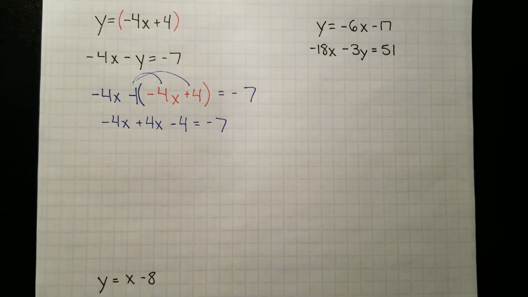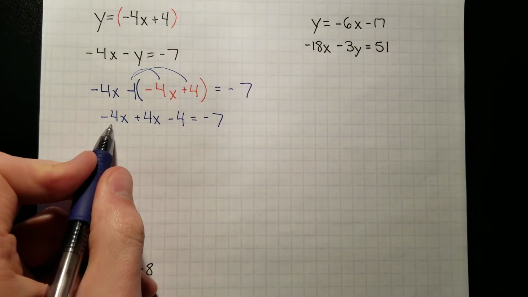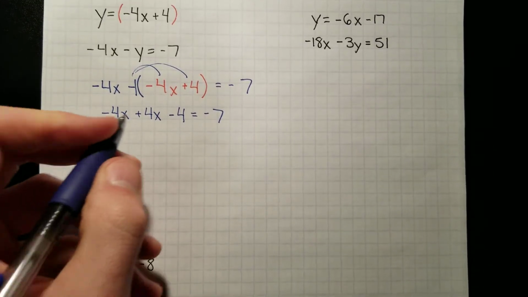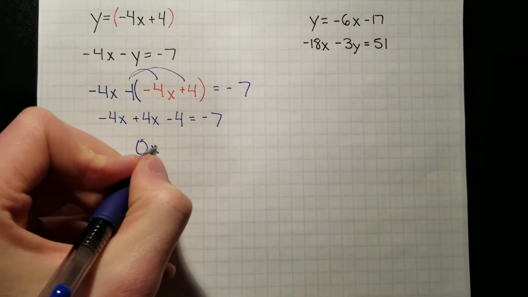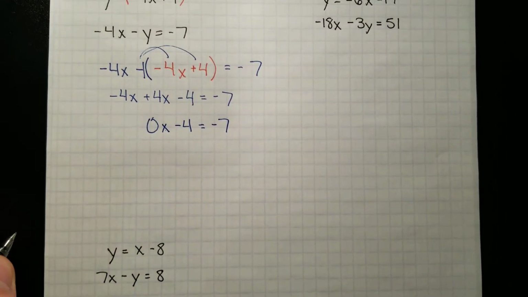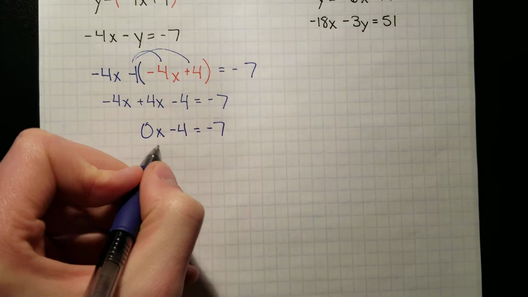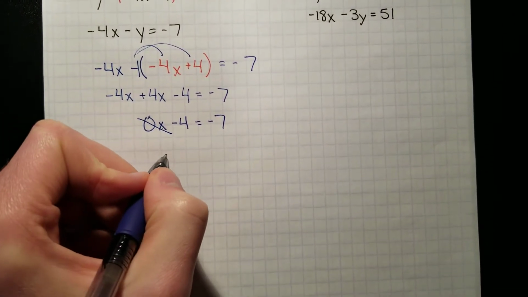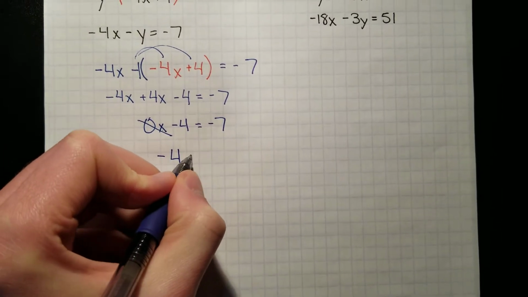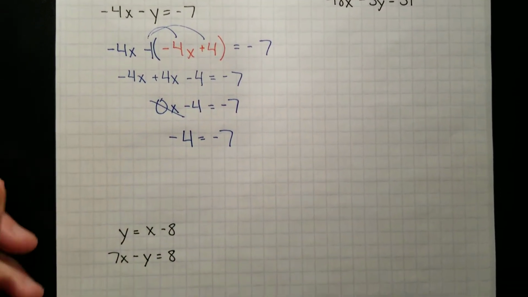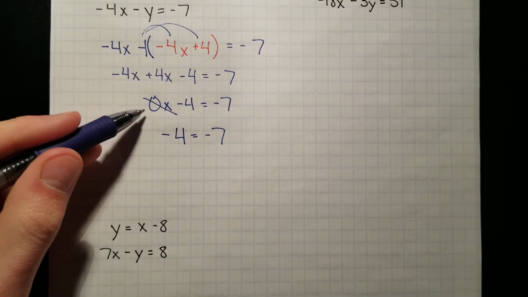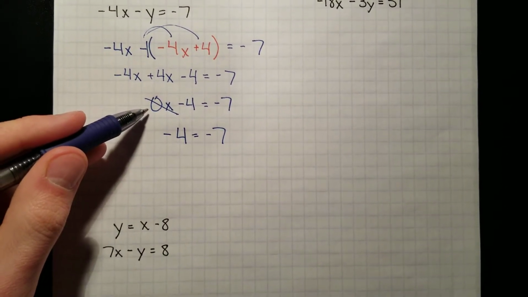So when we combine like terms, these are going to cancel out. Negative 4x plus 4x is going to be 0x, minus 4 equals negative 7. And we can rewrite that without the x, because 0x is just no x's. So we get negative 4 equals negative 7. So this means we're going to get a special solution. We should know this immediately once we see that the x's cancel out.